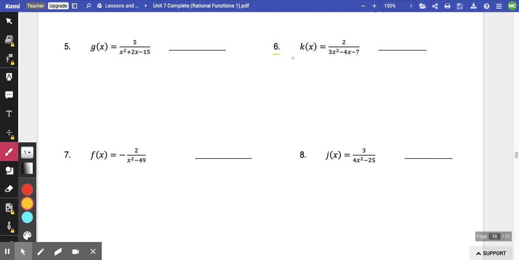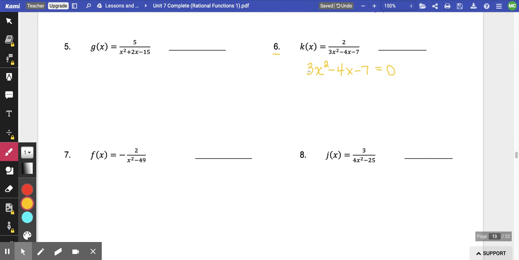Okay, so for example 6, once again, there's no way that we could possibly just use transformations to find those vertical asymptotes. So we're going to have to do it algebraically again. So we'll take the denominator, and we're going to set it equal to 0. And then again, this one is quadratic, so in order to solve it, we're going to try factoring first.